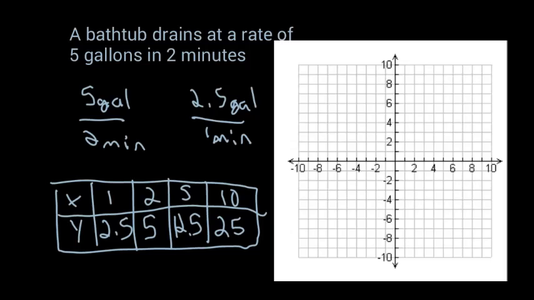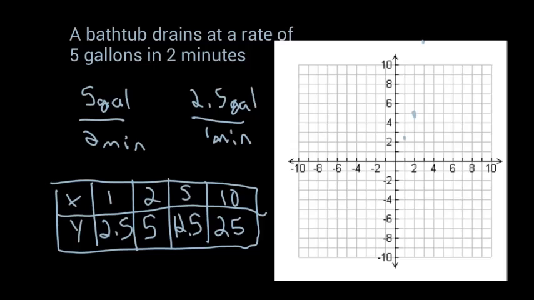So now let's graph this. At 1, we're going to have 2.5. At 2, we're going to be at 5. 12.5 is not going to be on our graph. It'll just be a little bit above it. So it'll be right about there.